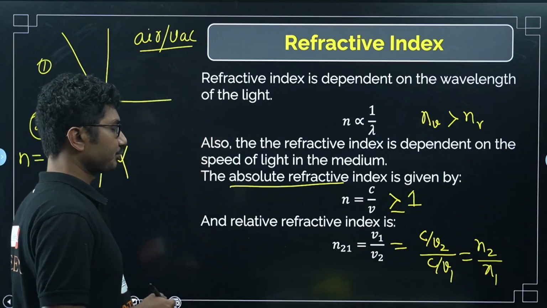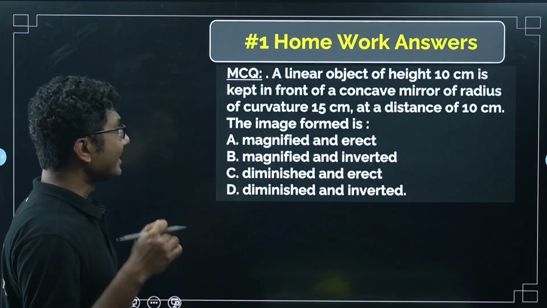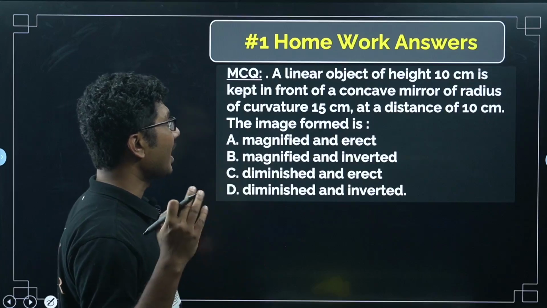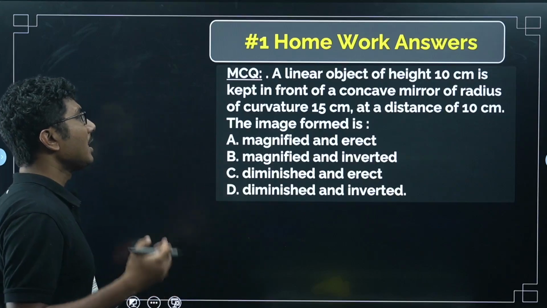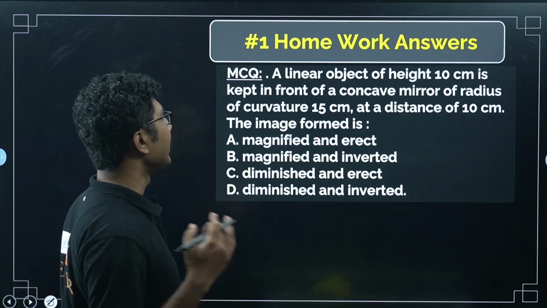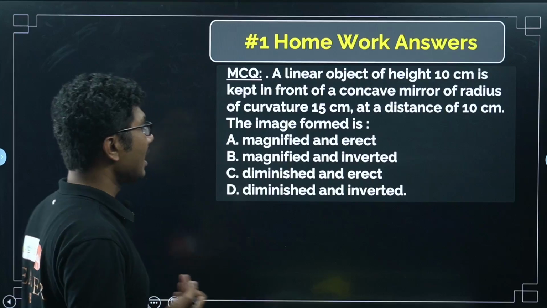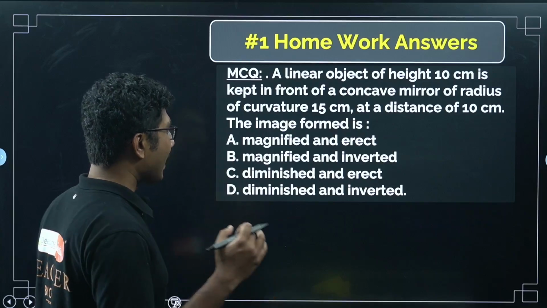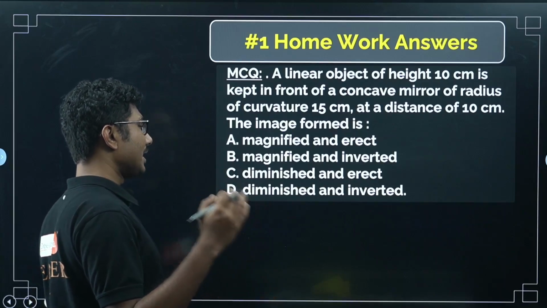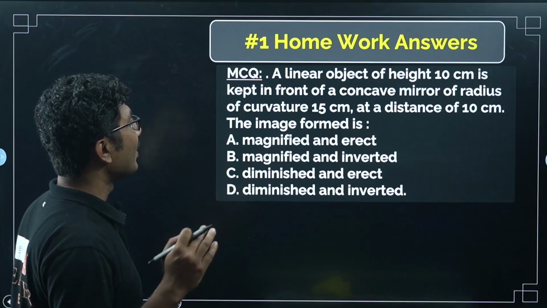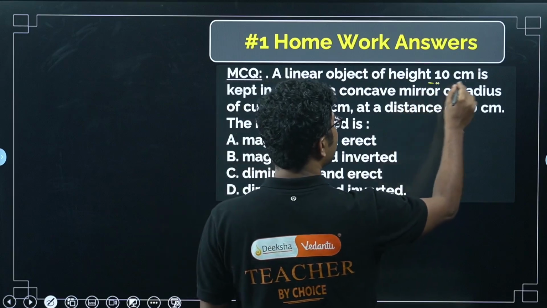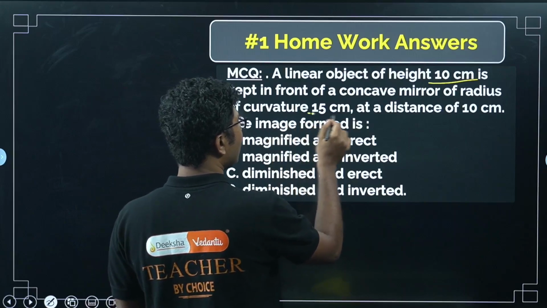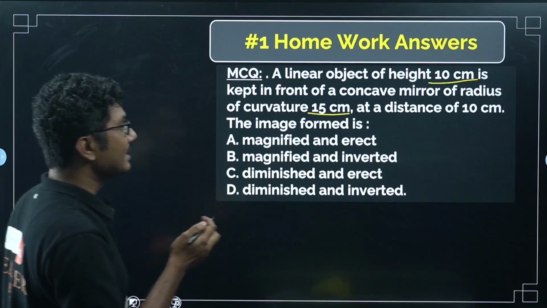Okay, now let's solve yesterday's homework questions. A linear object of height 10 cm is kept in front of a concave mirror of radius of curvature 15 cm at a distance of 10 cm. The image formed is magnified and erect, magnified and inverted, diminished and erect, or diminished and inverted. So let us understand: the height of the object is 10 cm, kept in front of a concave mirror of radius of curvature 15 cm, at a distance of 10 cm.